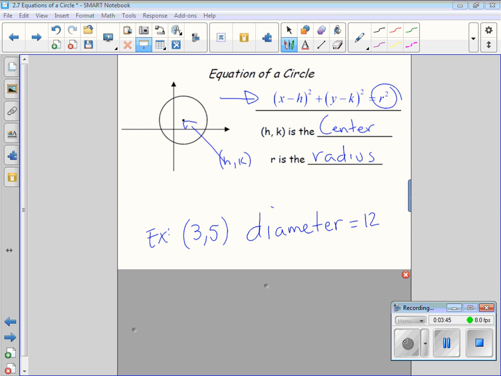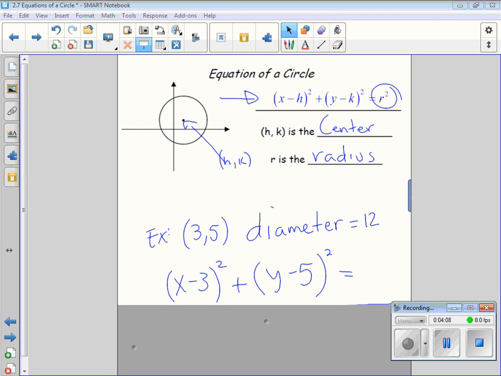Cool. Let's move on. All right, let's see if you got an idea of what we're doing here. We're going to write an equation for a circle that has a center at 3, 5 and a diameter of 12. So see if you can write that on your own. Then check your work with me in just a moment. Put me on pause.